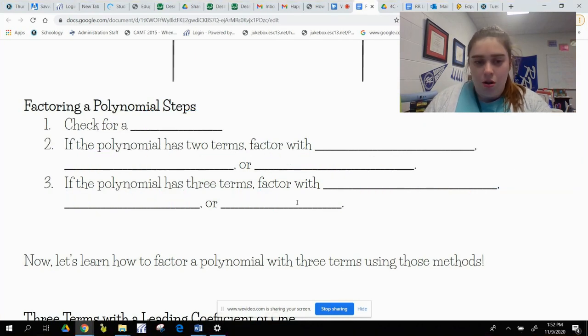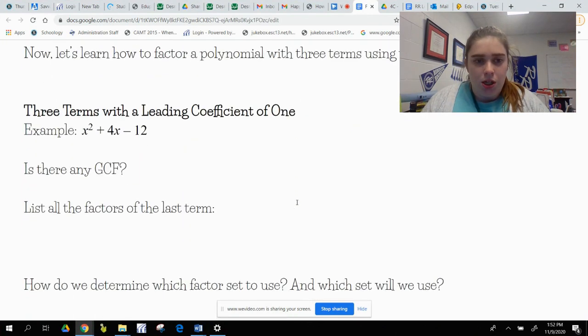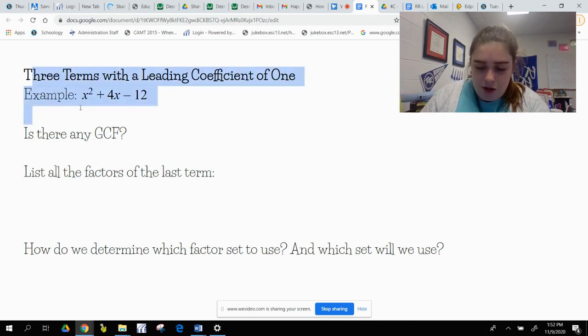All right, let's scroll down. First, we're going to be looking at using that first method we wrote down, which I called multiply to this and add to that. This one is specifically for a trinomial that has a leading coefficient of 1. How we can tell that is we look at that first term, right here, which would be the x squared.